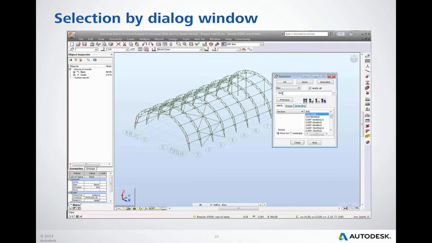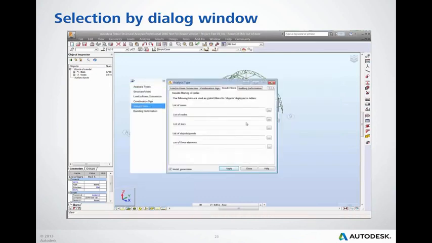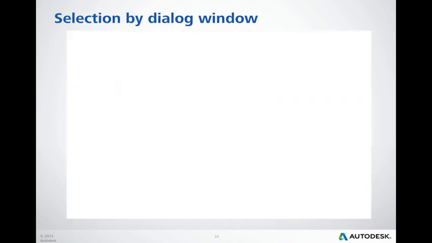It's also possible to create or modify a selection by text syntax. So, for example, I have selected bars 1 to 5, and then after typing E, like exclude, I excluded bar number 4 from the selection.